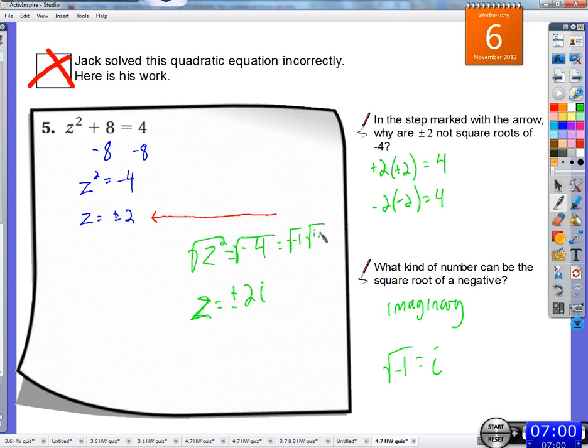Negative 4. Of positive 4. Because negative times positive is negative. You get that negative 4 in there. Square root of negative 1 is called i. Square root of 4 is 2. There we go. Imaginary numbers. Good? Good on imaginary numbers? At least.